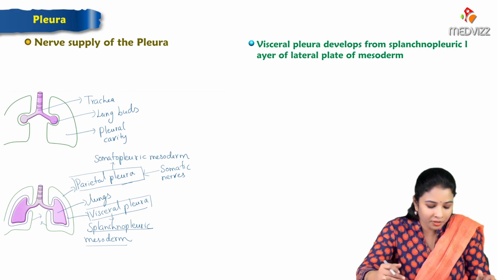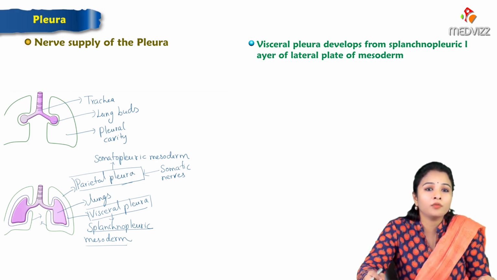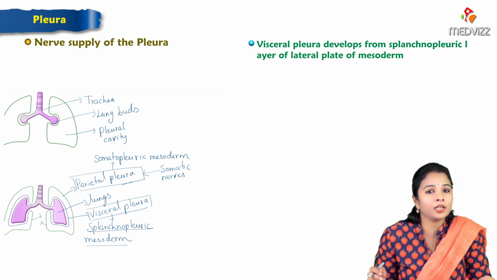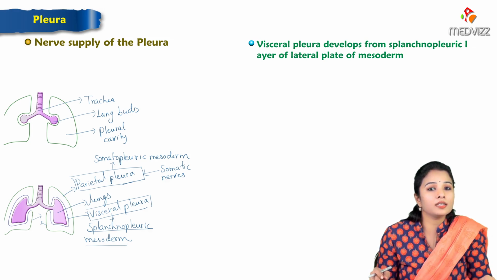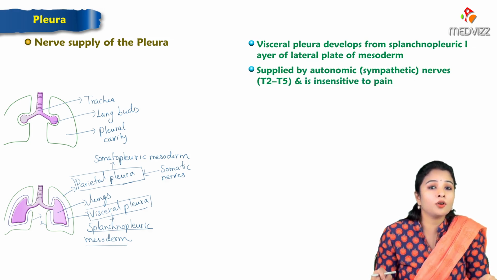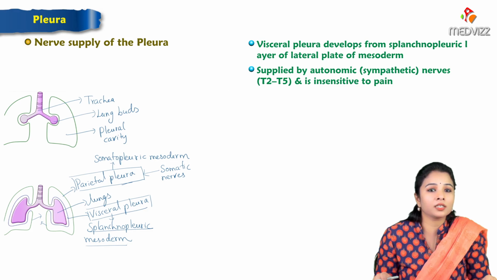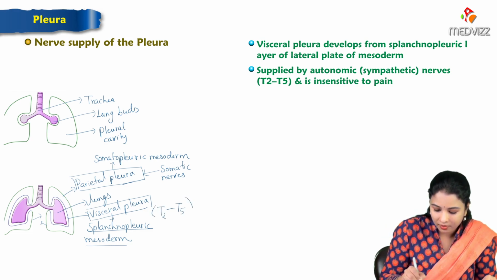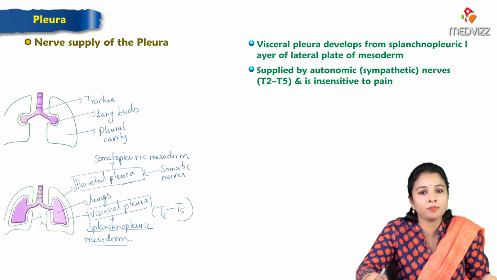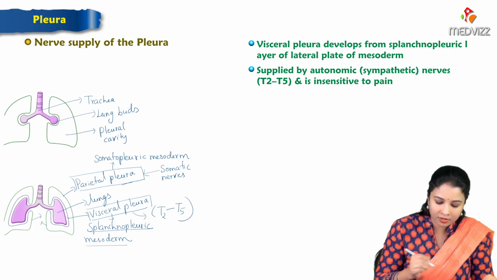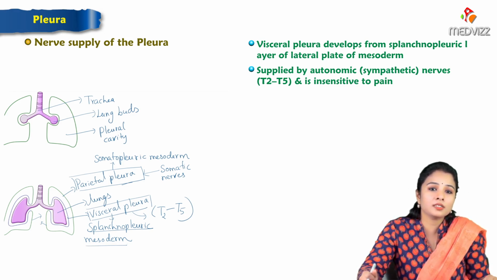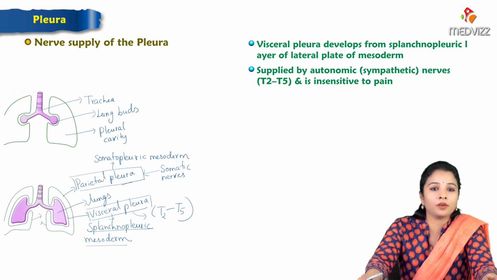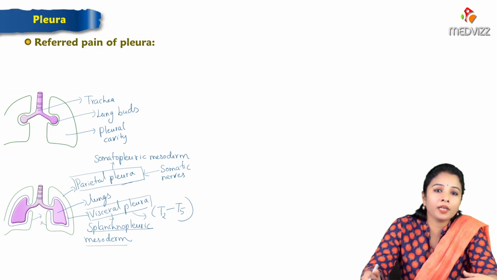And the visceral pleura, coming to the inner lining, we know it develops from the splanchnopleuric layer of lateral plate mesoderm. Hence, it is supplied by autonomic nerves. Autonomic means sympathetic nerves, from T2 to T5. So T2 to T5 supply the visceral pleura, sympathetic. And it is insensitive to pain because it doesn't have pain receptors. So, next, the referred pain of pleura.